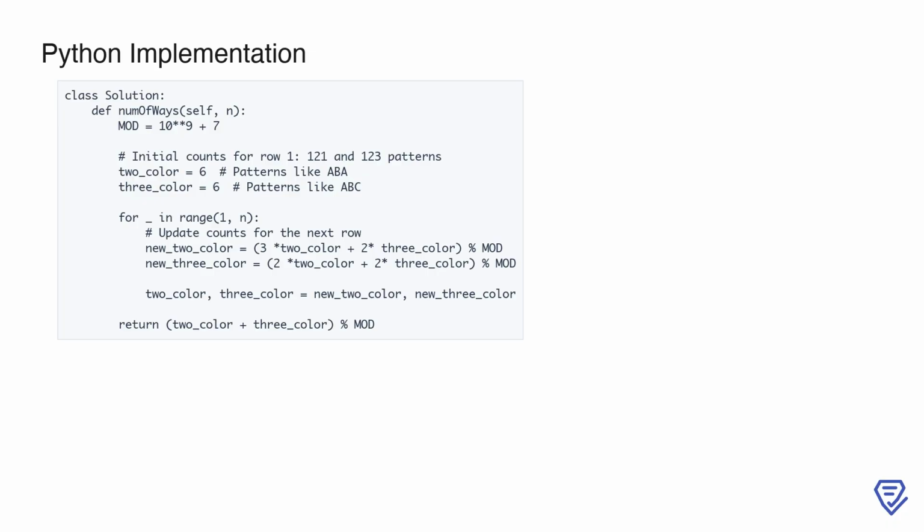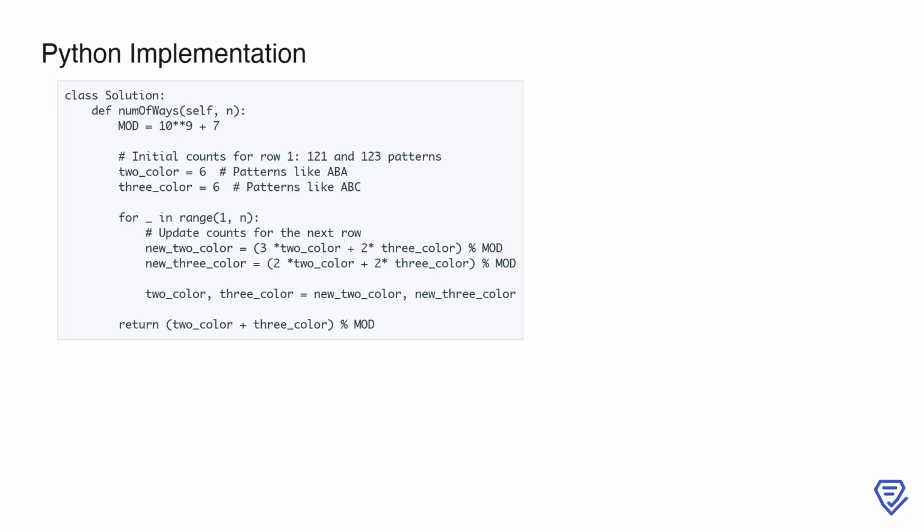Explanation. 1. Initialization. We initialize 2 variables to represent the count of valid patterns for the first row. 2_color represents patterns where 2 adjacent cells share the same color, like RGB, RBG, etc. There are 6 such patterns. 3_color represents patterns where no 2 adjacent cells share the same color, like RGR, BRB, etc. There are also 6 such patterns for the first row.